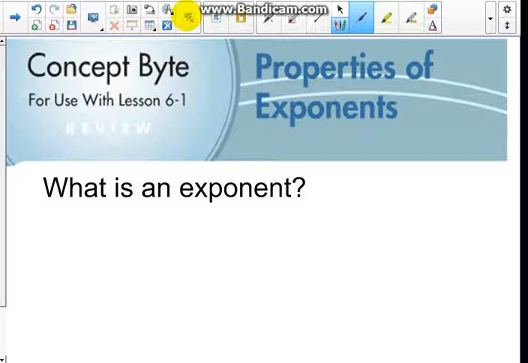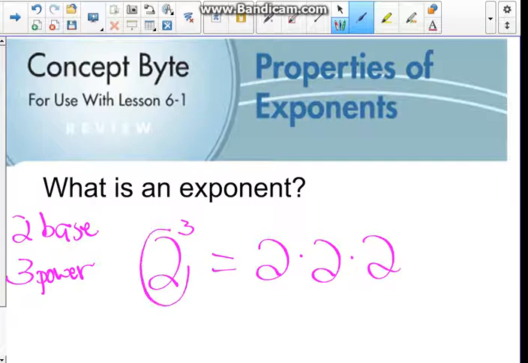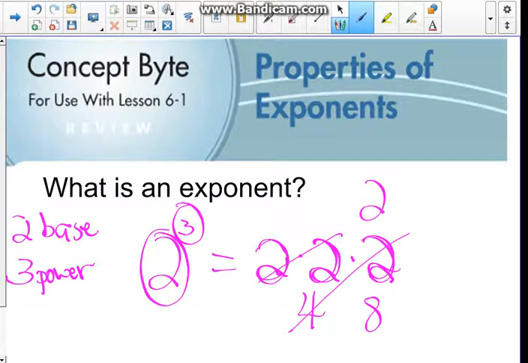If I had 2 to the third power, 2 is my base, 3 is my power. And this means that we're going to have 2 multiplied to itself 3 times. So 2, 3 times. 2 times 2 times 2. Well, 2 times 2 is 4, and 4 times 2 is 8. So we can say that 2 to the third power equals 8.